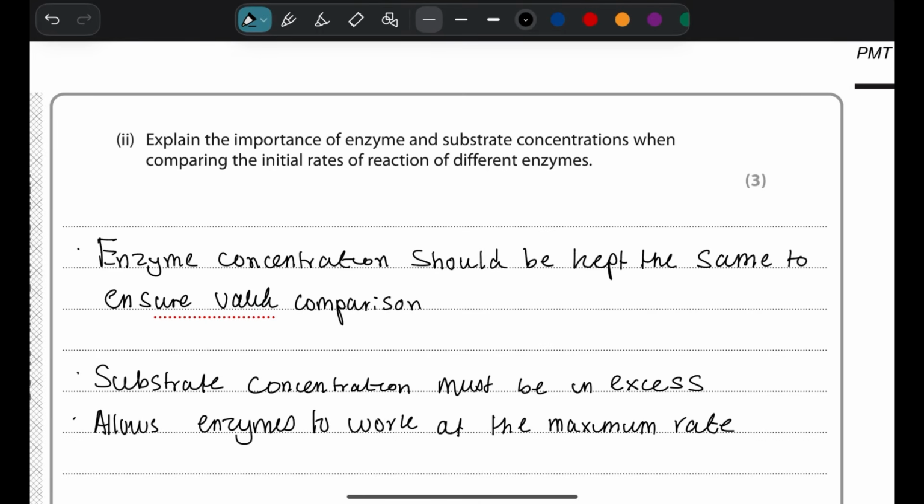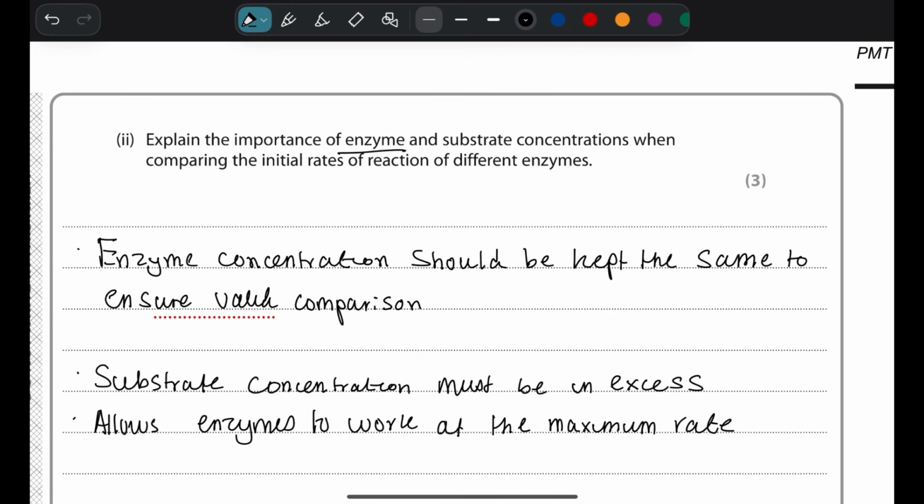Okay, and for the final part of the question, it says, explain the importance of enzyme and substrate concentrations when comparing the initial rates of reaction for different enzymes. So let's tackle this one first. Enzyme concentration needs to be the same. Whenever you're doing a comparison between different enzymes or any sort of practical procedure, that's your control variable, enzyme concentration, because we just want to compare the different enzymes themselves. Cool.